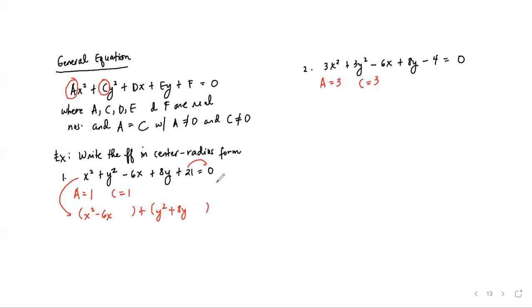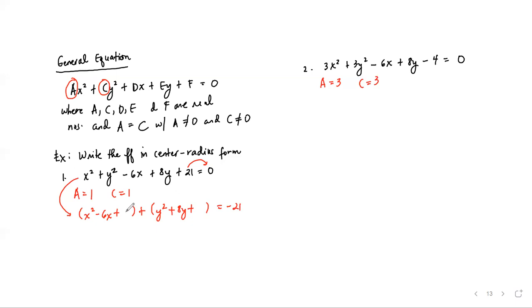And then the constant must be at the right side. So 21 will become negative 21 at the right side. And then observe that we left a space in both of the groupings. It is because we will complete the square. So to complete the square, we need to add something in this grouping and add something to this grouping.